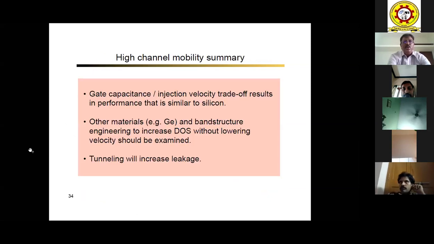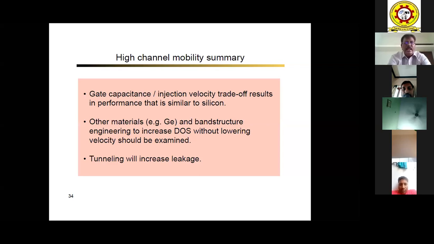Okay, so we would like to now summarize high channel mobility candidates. Gate capacitance and injection velocity are a trade-off, resulting in performance that is similar to silicon. Other materials like germanium and band structure engineering to increase the DOS without lowering the velocity is the research gap here. If one can implement these things, then it can be considered as a novelty.